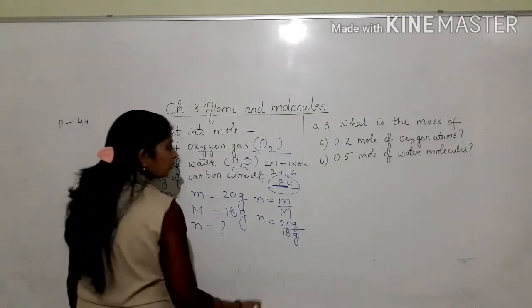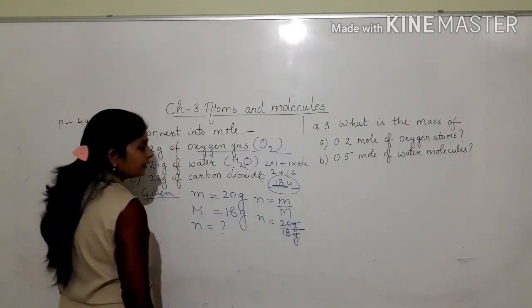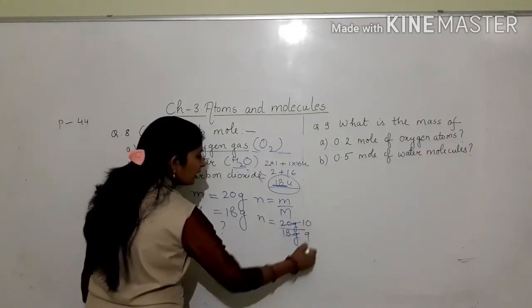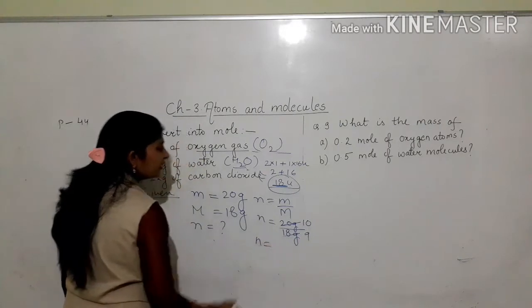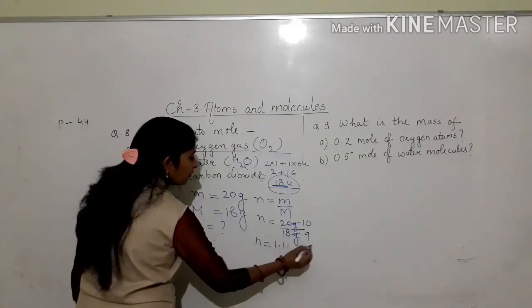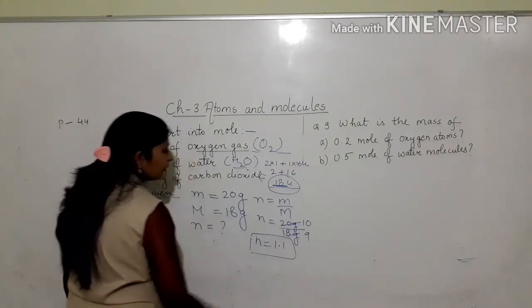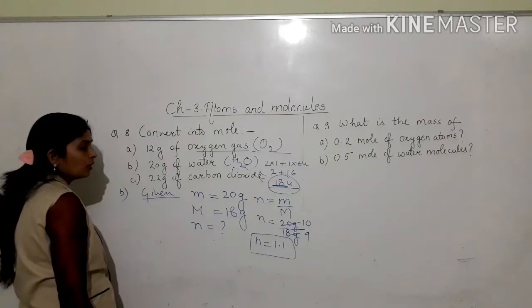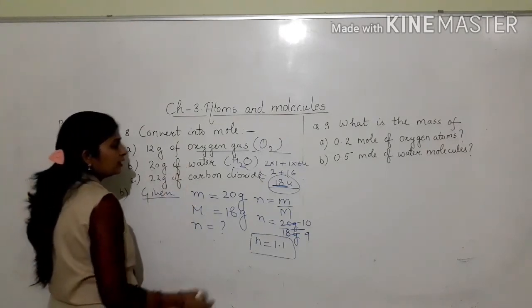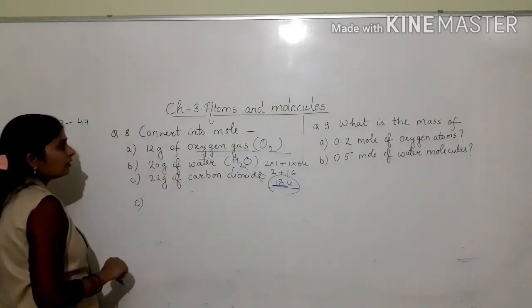Okay. Now divide 20 and 18 by 2. You will get 10 upon 9. Now divide 10 by 9. You will get 1.1111. So in round off figure we can write 1.1. So how many moles are present in 20 gram of water? It is 1.1 moles.